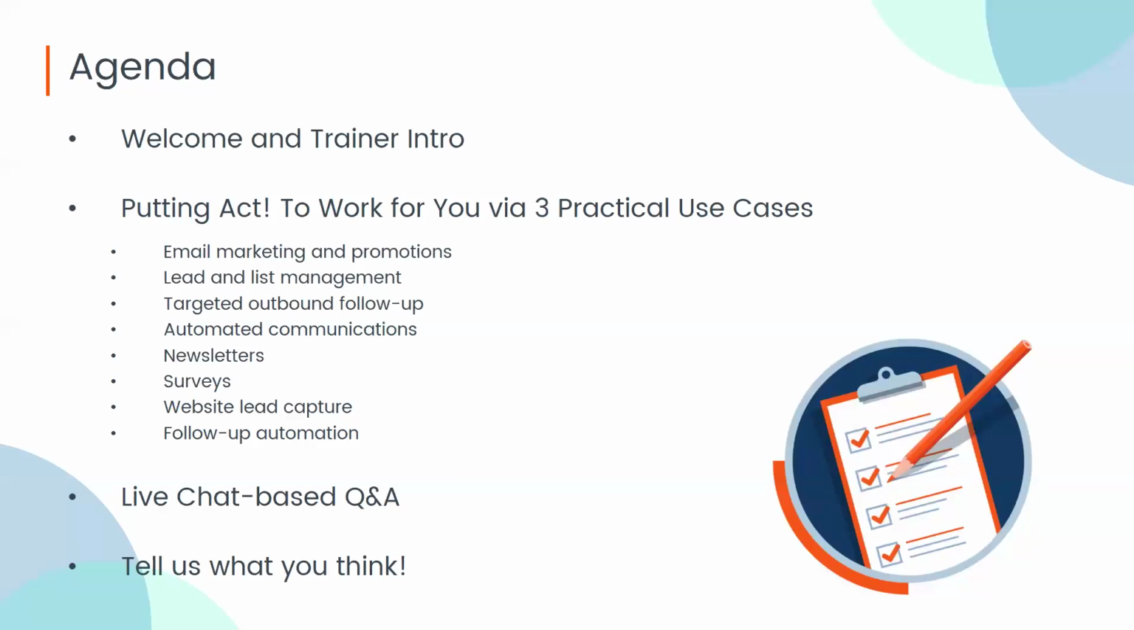Now, today, I want to show you three practical solutions, three practical use cases for ACT marketing automation, for using that to gather leads, to promote services or events, to follow up and nurture the customers that you already have, creating automated communications, newsletters, surveys, and more. There's a lot to cover today, so let's just get going.